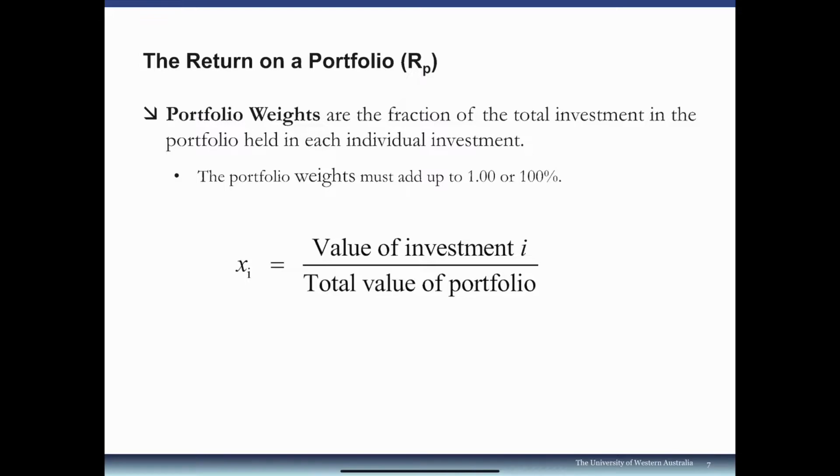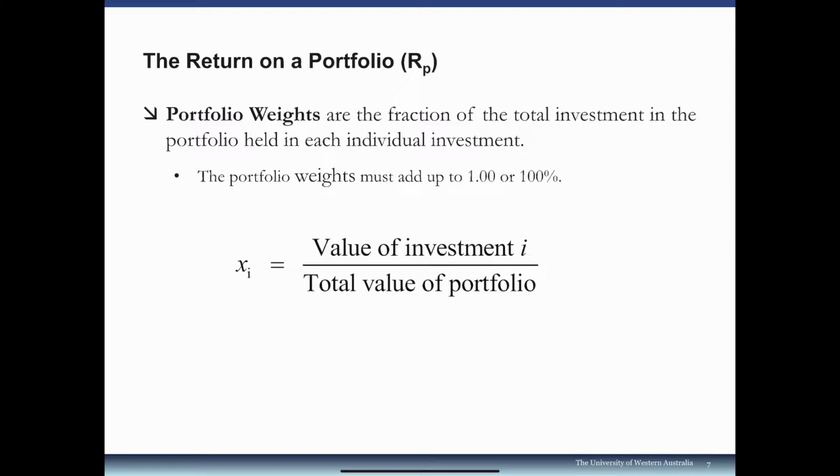It probably makes more sense to say minus 50% allocated to cash. That just means 50% of my portfolio weight is borrowed, such that now I can invest 150% of my wealth into something else, because 50% of it is borrowed, right? We'll see an example.